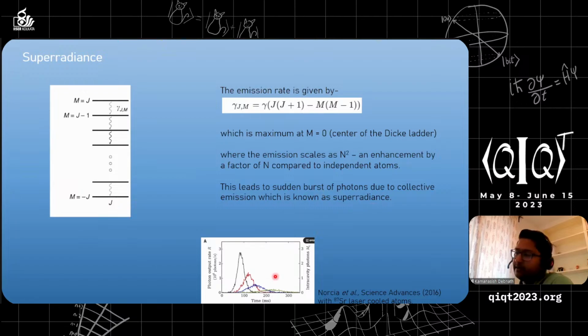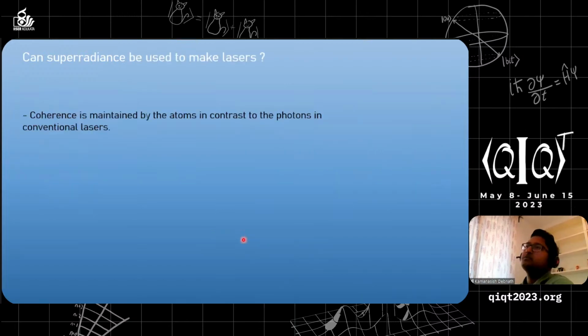There is a lot of experimental evidence of this, and this is just one for strontium laser-cooled atoms, where you can see the superradiance pulse when all the atoms were prepared in the excited state and allowed to decay. And the next question is, due to indistinguishability, they are behaving like a single entity, so they are also emitting in phase. And now that we talk about being in phase, the next question comes: can we use superradiance to make lasers?